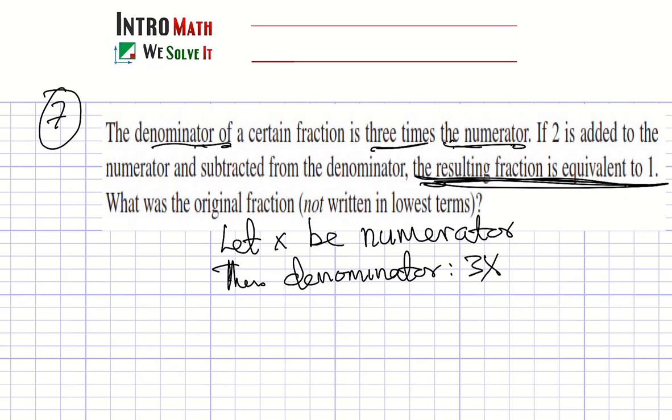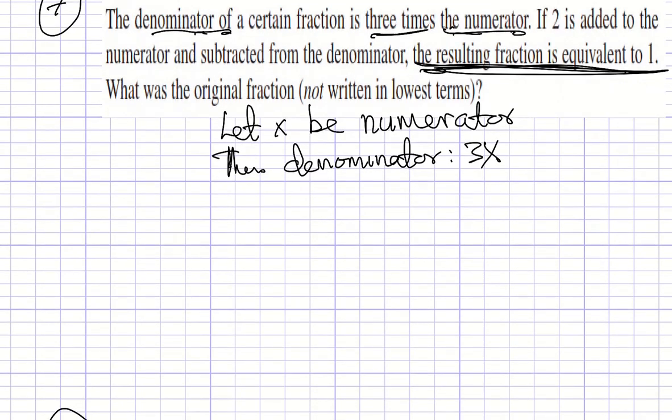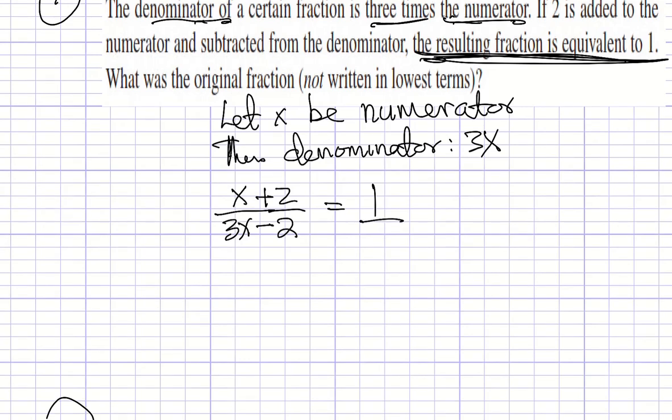If 2 is added to the numerator, separate from the denominator, then okay. So this is the numerator and this is the denominator, okay? It's saying 2 is added to the numerator, and 2 is subtracted from the denominator. The resulting fraction equals 1. Where do you think they call 1 a fraction? Because remember, we always do 1 over 1. That's a fraction right there.